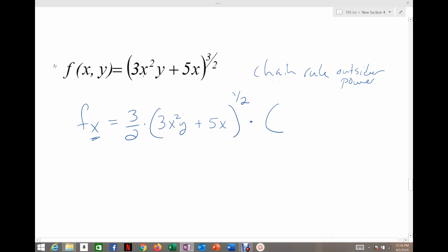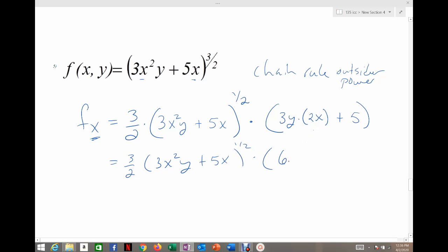Alright, so the derivative of the inside with respect to x, so x is the part I'm taking the derivative of. The 3y comes along, they're constant multipliers. I take the derivative of x squared, which is going to give me a 2x, and the derivative of 5x, which will give me a plus 5, which again, I'm going to clean this up a little bit. If you want to leave it, that's, again, that's a minor thing. Alright, I can take my 2x times my 3 to get 6xy plus 5. Alright, so there's my derivative with respect to x.